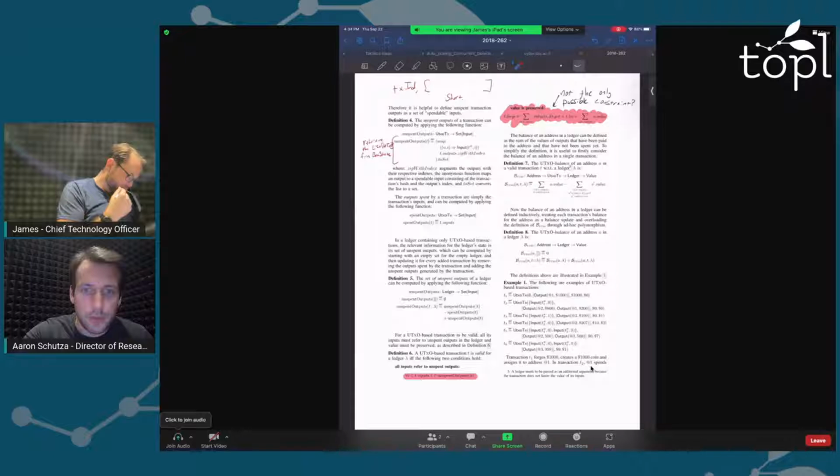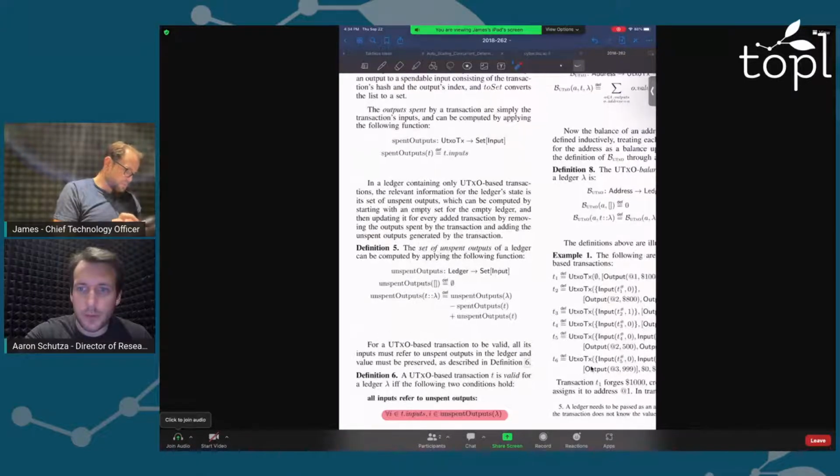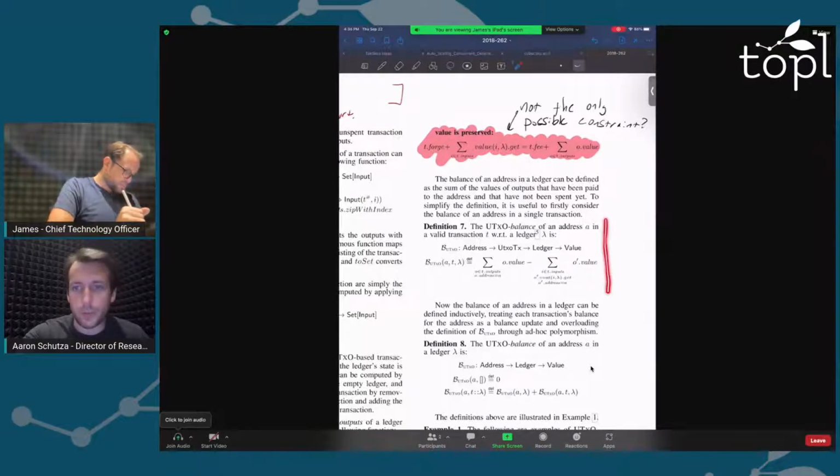So definition 5 gets you the set of unspent outputs of a ledger, so it gets you all the unspent outputs of an entire ledger. This is the key recursive definition that gets you all of the outputs, and then to get a balance with respect to the address of interest, you go to definition 7. The UTXO balance of an address A and a valid transaction T with respect to the ledger is given with respect to an individual transaction. You can't really know your balance without the entire ledger state and all previous transactions that correspond to that address. So they define a function that gets you the balance on a per transaction basis.